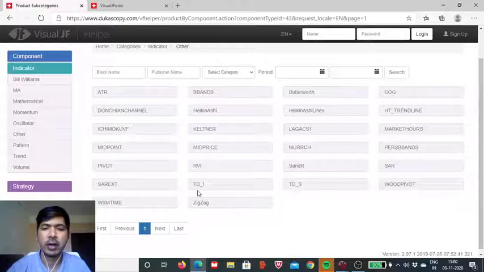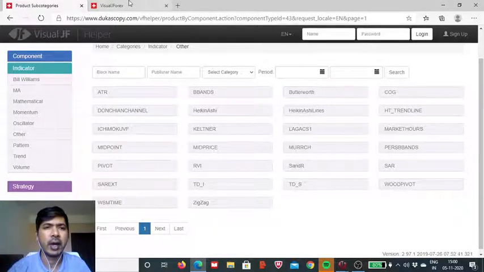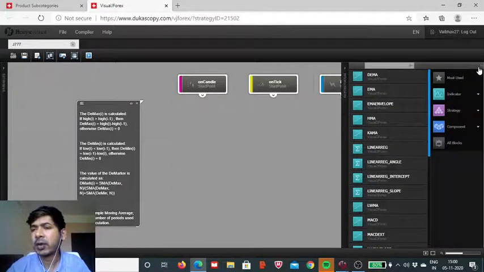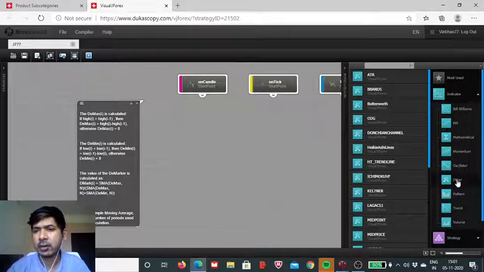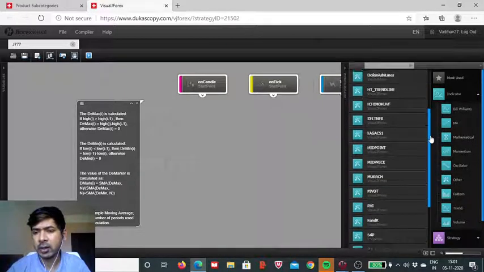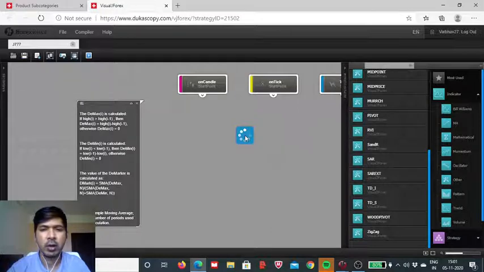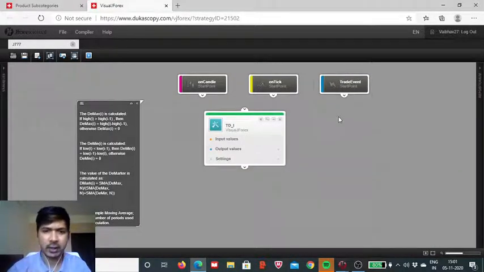So this is the TDI indicator. It is classified under the other indicators, and we will now head to the Visual JForex board developed by the Dukascopy Bank SA. You will find this indicator listed amongst other indicators just below the parabolic SAR extension, which we saw in the prior session on how to use that indicator. Now today it's the turn of the TDI.